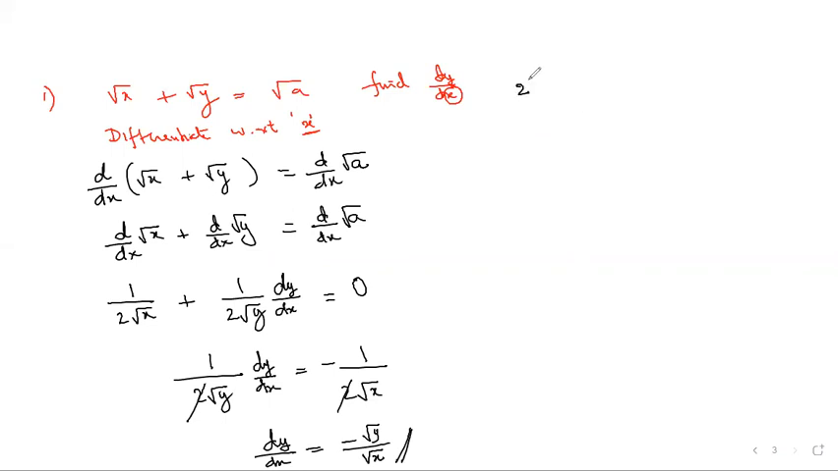Okay, we'll try one more question. A little more complicated I'll make. x plus root xy plus y equal to 1. Find dy by dx. So first step, differentiate term by term. Second step, open the bracket and bring all dy by dx to one side. And third step, make dy by dx as a subject.